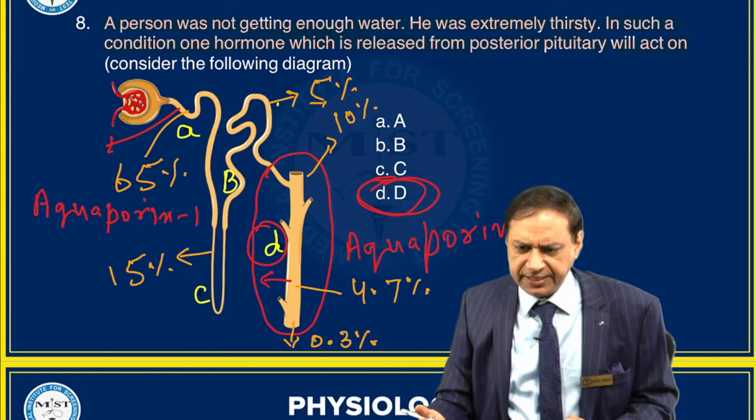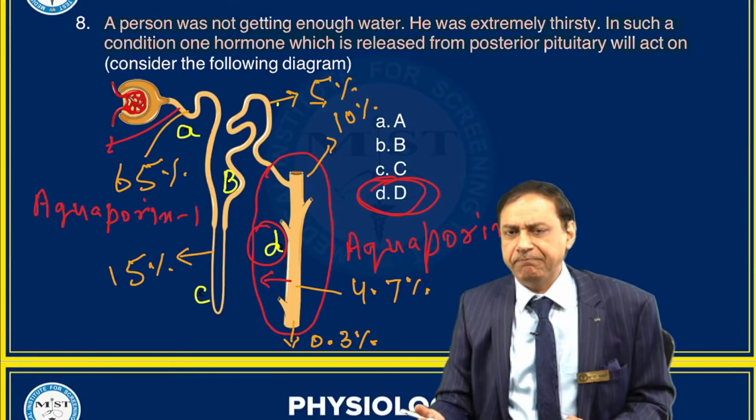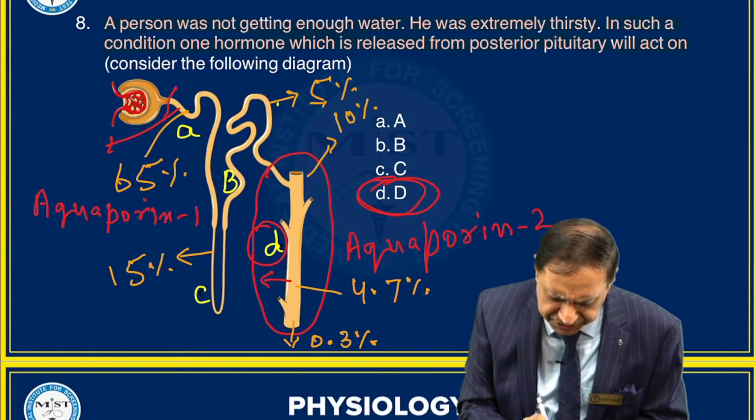Dipender Singh Chahal, glucose is absorbed from where? Glucose is absorbed from the early PCT, this portion.